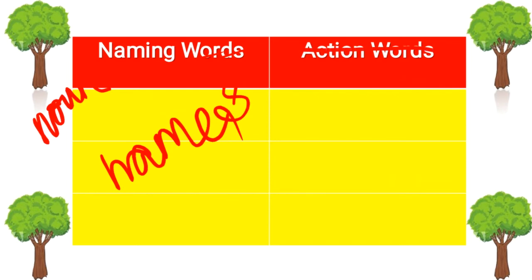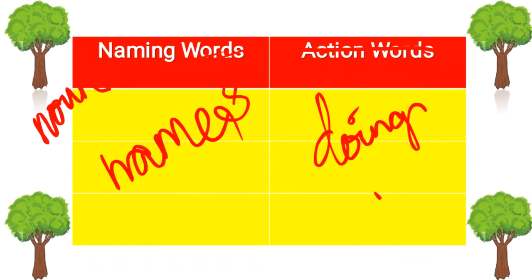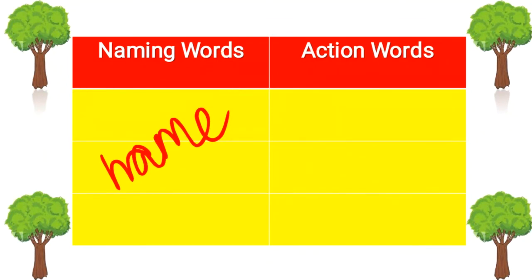And come to the second one, action words. What does it mean? Action words, doing words. Okay, so in another name you can say verb. Yes, verb. For example, running, jumping, writing, teaching, listening, reading, studying, speaking, watering, eating, drinking. These are all action words. So naming words, noun, action words.